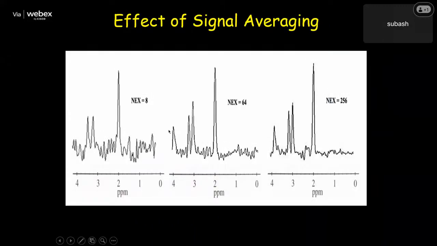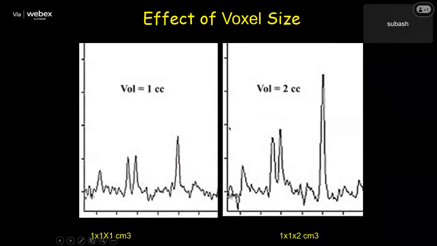When you have a number of averages of 8, you can see the signal is so noisy. But when you increase the number of acquisitions, the signal becomes less noisy and SNR improves considerably in this spectrum. So you have to optimize your parameters before you acquire.